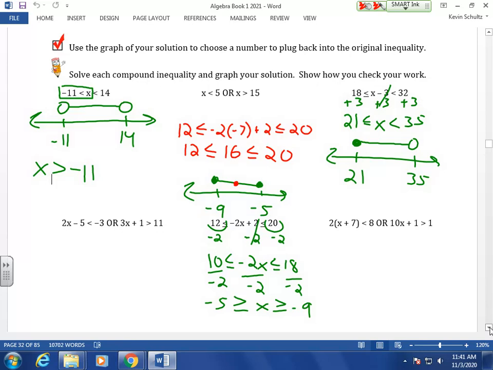If you had picked a number outside of the range, if you had used 0, which is over here, you'd plug that in, and it would be outside of the range of 12 and 20, so it wouldn't work. Same kind of thing as two-step or multi-step inequalities. Any more questions about the ORs, this or that? Yes, you should check your work for all of them.